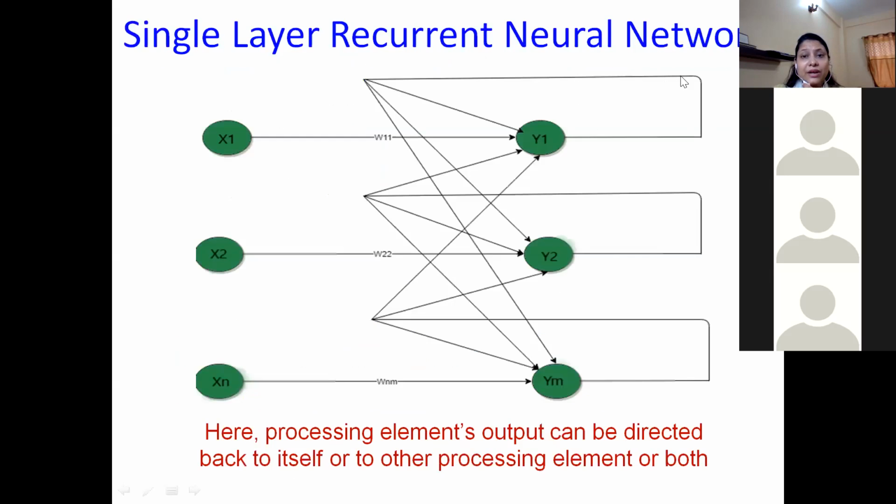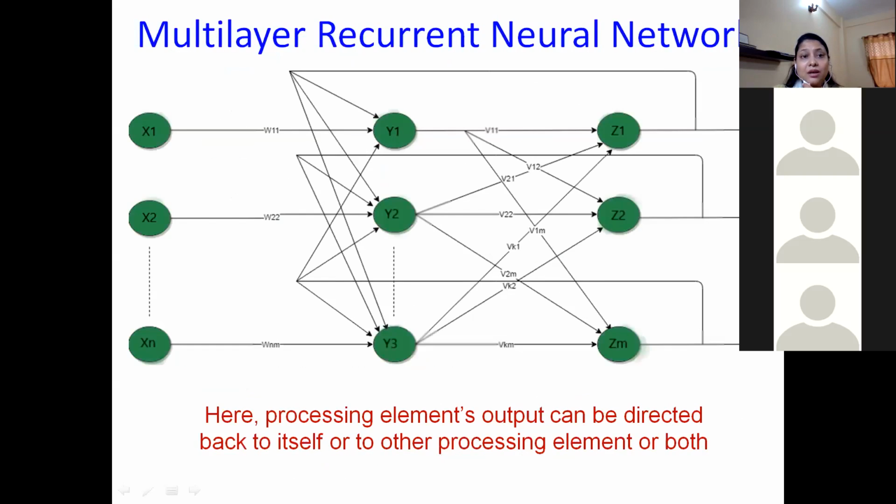This is a single layer recurrent neural network, where you can see the processing element's output can be directed back to itself or to other processing elements or both. And this is the last slide, which is the multi-layer recurrent neural network, where processing elements' output can be directed back to itself or to other processing elements or both.